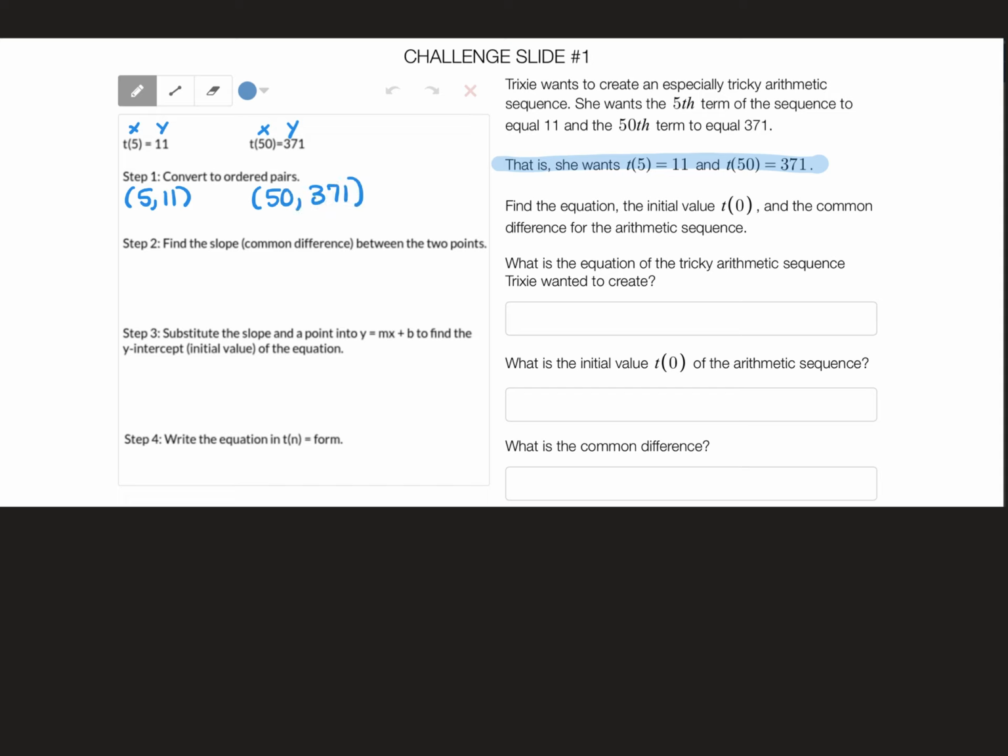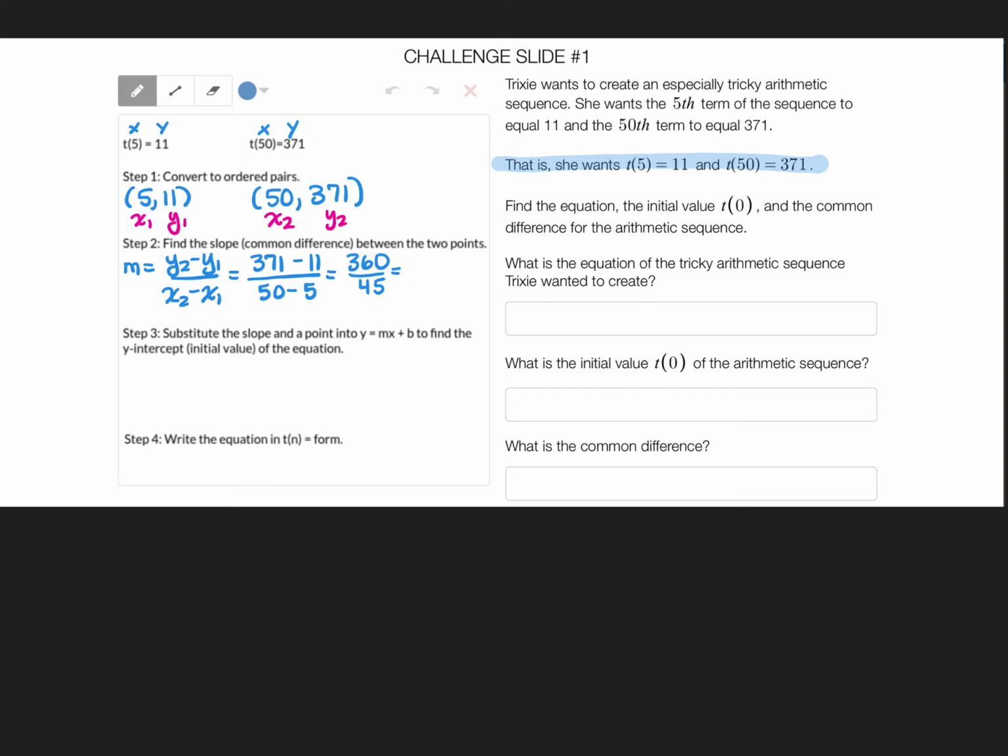Now find the slope. To find the slope, remember that's the difference in y over the difference in x's, change in y over change in x. You may have a specific formula that you use, y2 minus y1 over x2 minus x1. If it helps you to label your points, we can call this x1, y1, and this x2, y2. And then we plug that all in. So in our slope, we're going to get 371, because that's y2, minus 11 over 50 minus 5. So then we're going to have 360 over 45.